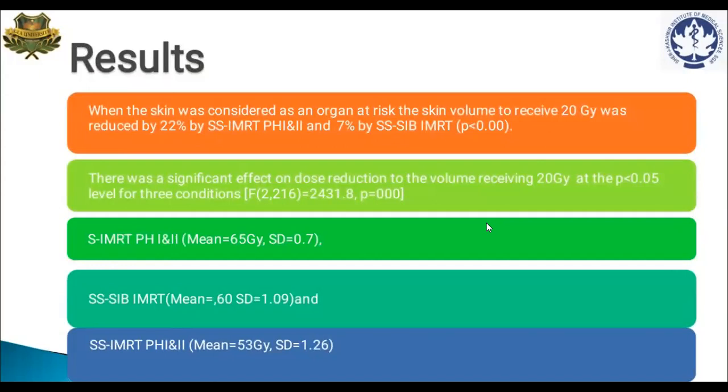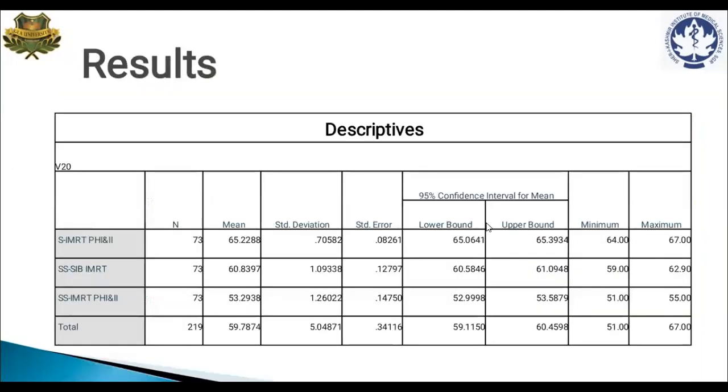The mean and the standard deviation of the three techniques were as follows. For simple IMRT phase 1 and phase 2, a mean dose of 65 gray was observed with a standard deviation of 0.7 gray. For skin sparing SIB IMRT, a mean dose of 60 gray was observed with a standard deviation of 1.09 gray, and for skin spared IMRT phase 1 and phase 2, a mean dose of 53 gray and a standard deviation of 1.2 gray was observed.